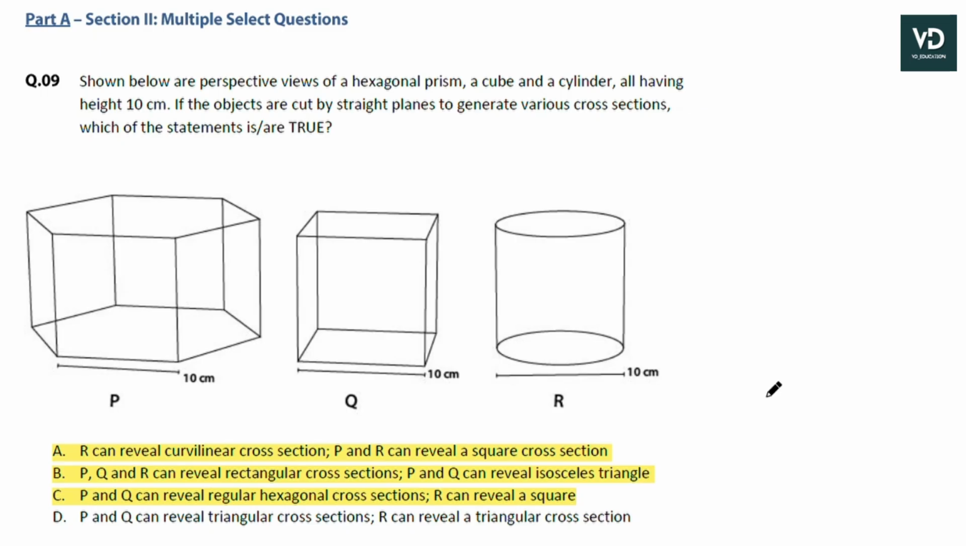So starting with the multiple selection question. Ninth question is: shown below are a perspective view of a hexagonal prism, a cube, a cylinder, all having height of 10 centimeter. If the objects are cut by the straight plane to generate various cross sections, which of the statements is/are true?